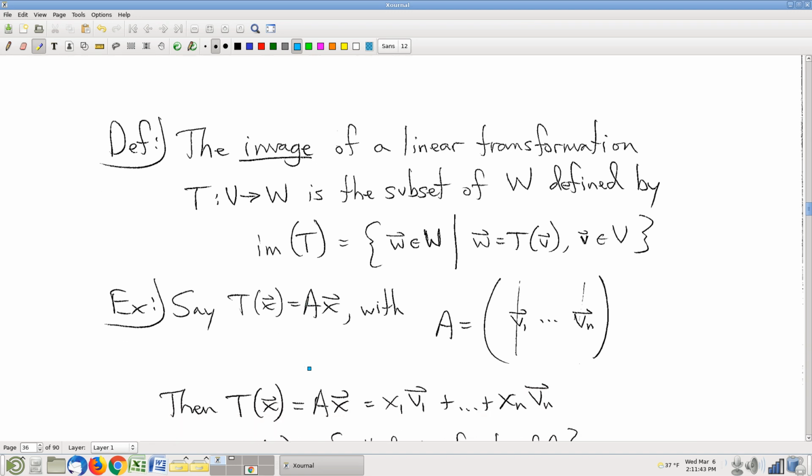Okay, well, no big deal. The image is the collection of all possible of these. It's the collection of all possible outputs. Okay, well, outputs are AX.